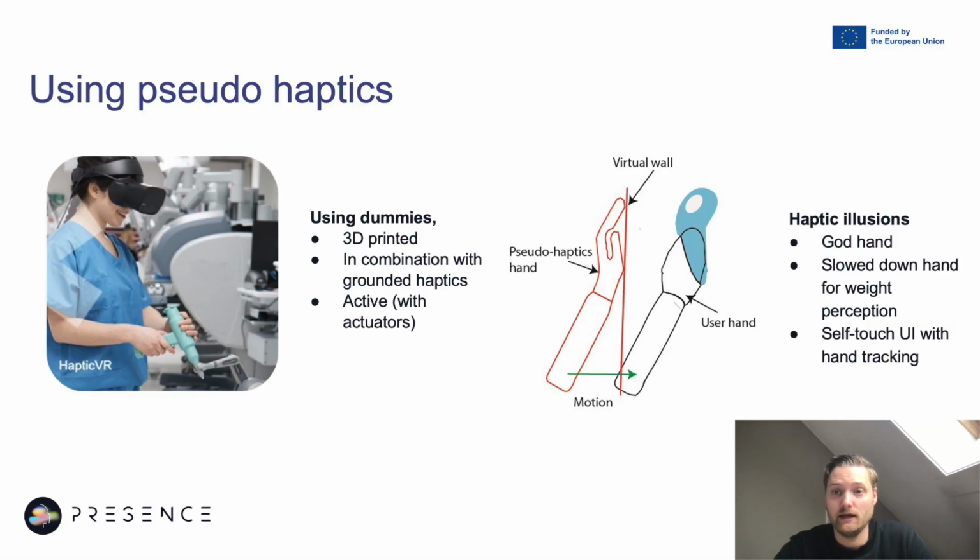Another good way to perceive, for instance, weight is to slow down the movement of your virtual hand compared to your real hand. Your brain will think an object is heavier than it is in real life, because obviously with wearable haptics you cannot simulate weight. And then a third good haptic illusion is a self-touch UI. So if you want to create a UI, you can, for instance, make a virtual watch on your own wrist. So each time you push that menu on that watch, you actually feel your own skin.